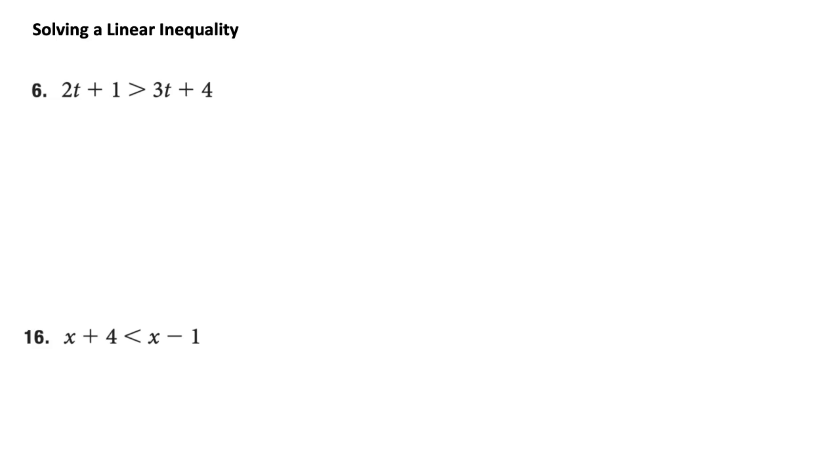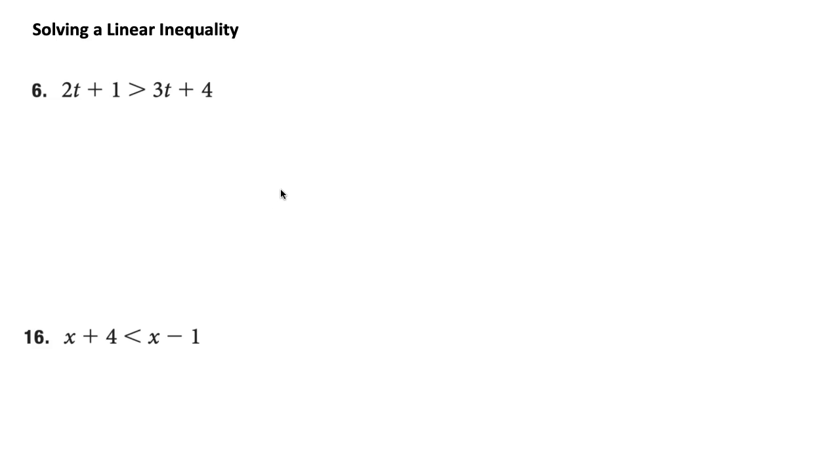Okay, next I have some examples of how to use these rules to solve some problems. The first problem that we have here is 2t plus 1 is greater than 3t plus 4. This is going to be solved as if there was an equal sign here. So just solve it the same way. I'm going to erase that because it's not equals, but just as if there were an equal sign.